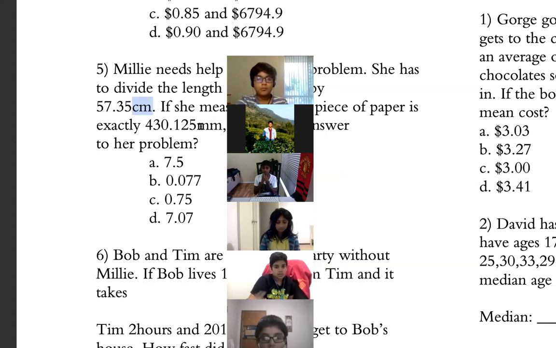So to convert millimeters to centimeters, you divide this by 10. So you do 43.0125 divided by 57.35, and the answer you get is 0.75. So I think most people got E correct. Felix got it correct. Etna got it correct. Erlen, Sony got it correct.